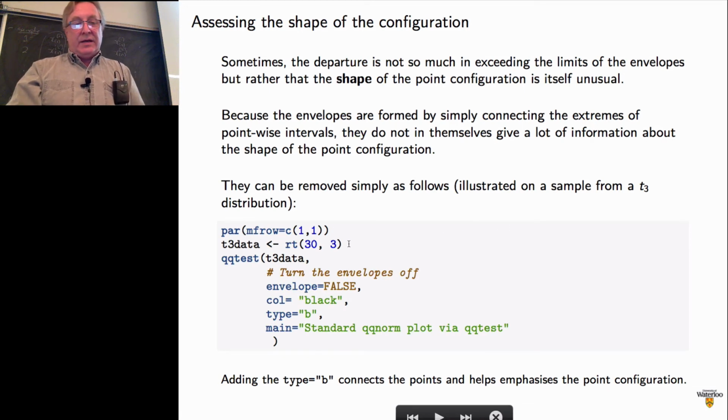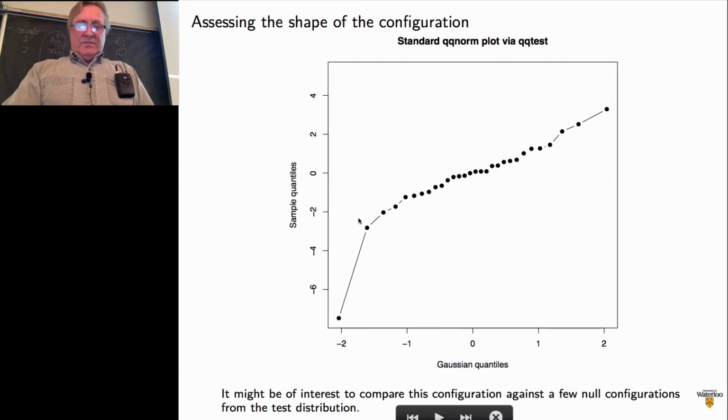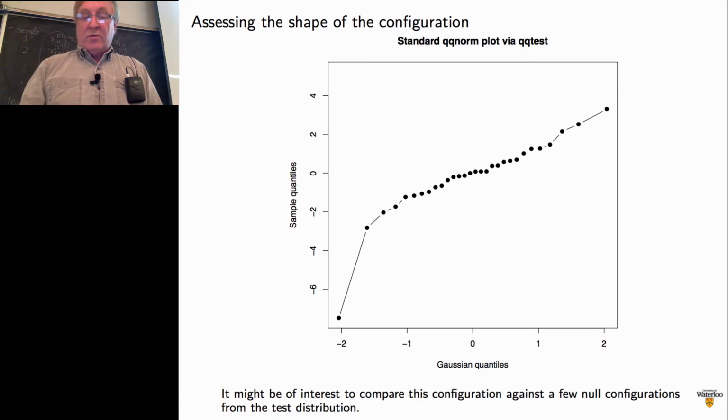So I've got t data, sample size 30, 3 degrees of freedom, and with the QQ test, I'm going to turn the envelope off, so it's false, and this is what a regular QQ norm, a standard QQ plot, would look like. This one has such a large outlier that you may say that maybe that's evidence against the hypothesis that it's normal. So the question is, it looks pretty good most of the way except for this funny value down here. Does that configuration actually look like any configuration that would come from a normal?